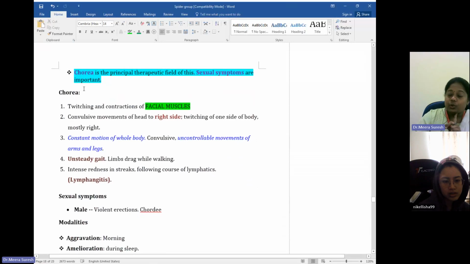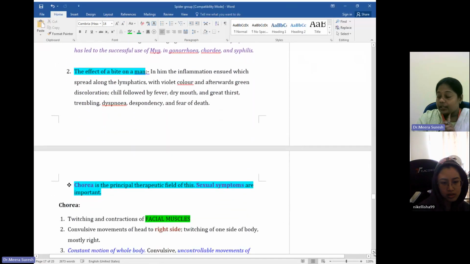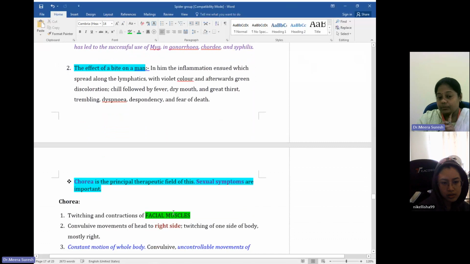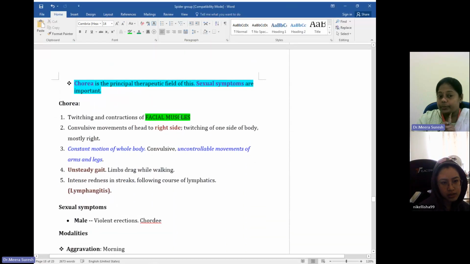So even if you forget, though I mentioned over here how you got the symptoms of gonorrhea and syphilis, I wanted to mention how it was connected to the physical symptom, the kidney. But even if you forget this, it doesn't matter. Whenever we say Mygale, if you can just remember this symptom, the twitching of facial muscles, that alone will do. Even if you forget all the other symptoms, it doesn't matter. We just need you to remember this single medicine, a single symptom.